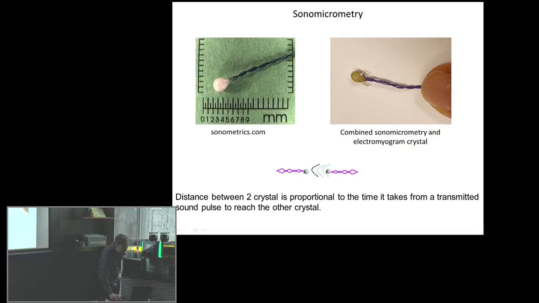And some crystals you can also get with electrodes. So you can pick up the electrical wave that propagates through the tissue. It's kind of a regional ECG, so you can find the timing at which this piece of tissue is activated.